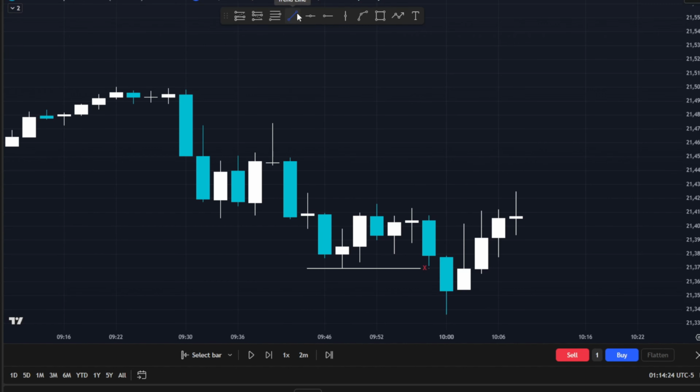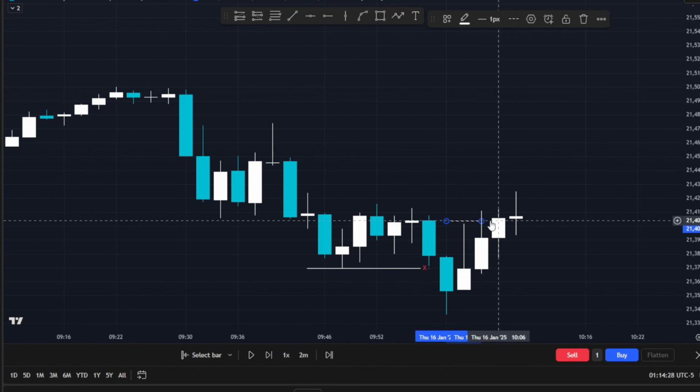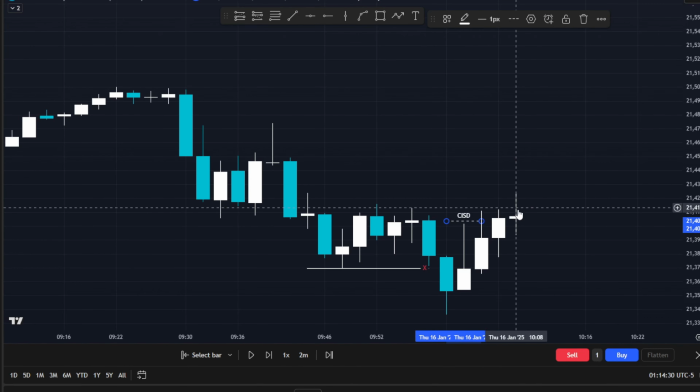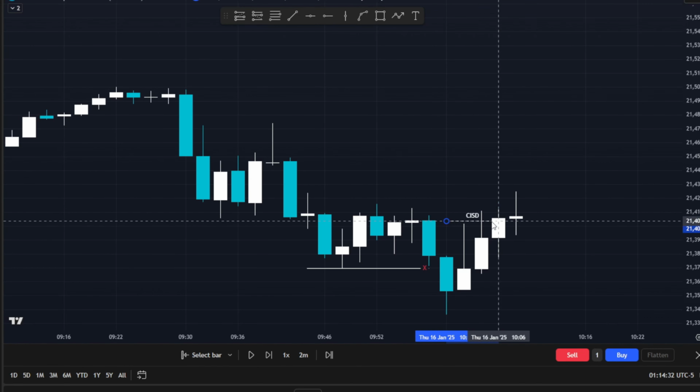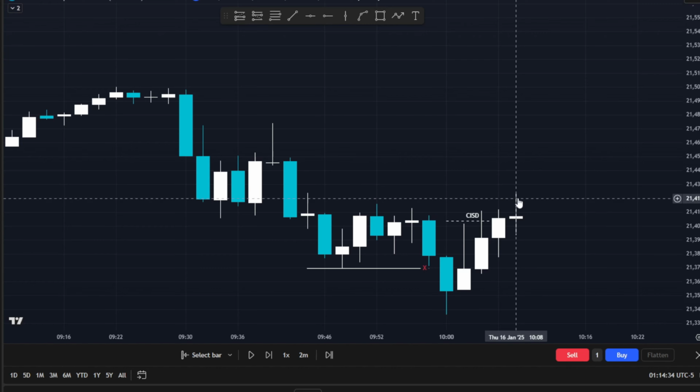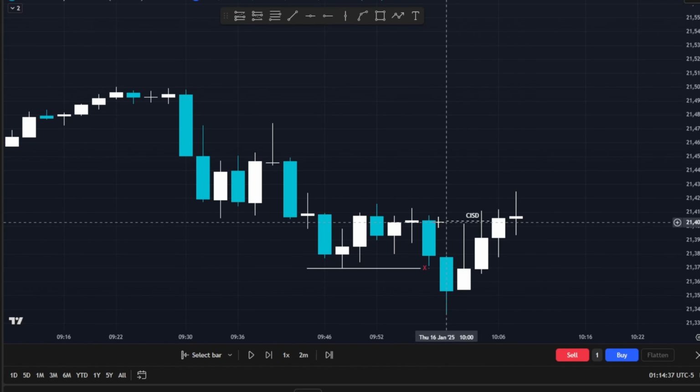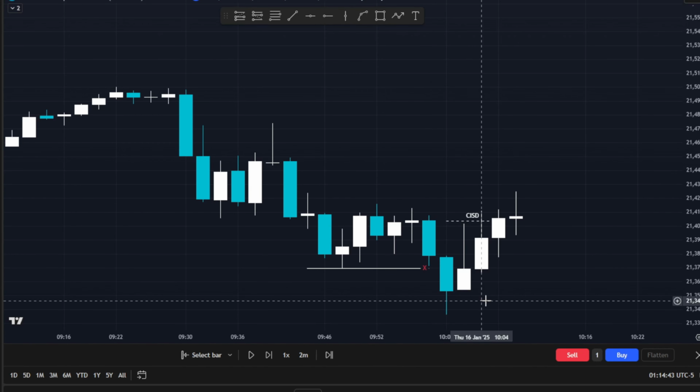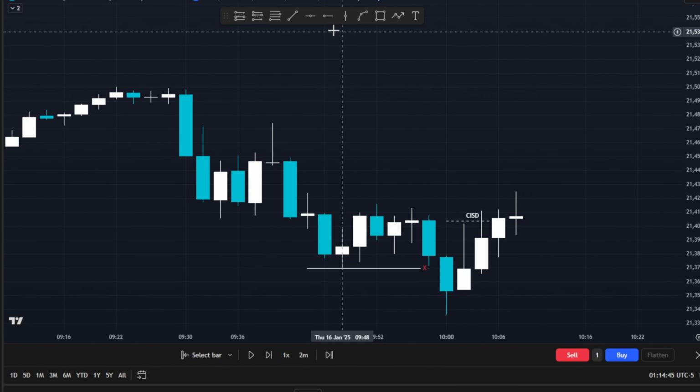Okay, so here we can see we get a change in state of delivery with 2 candles closing above right here. These two candles have closed above and display above the open price of a series down close candle. Now we want to see if we can find an entry.